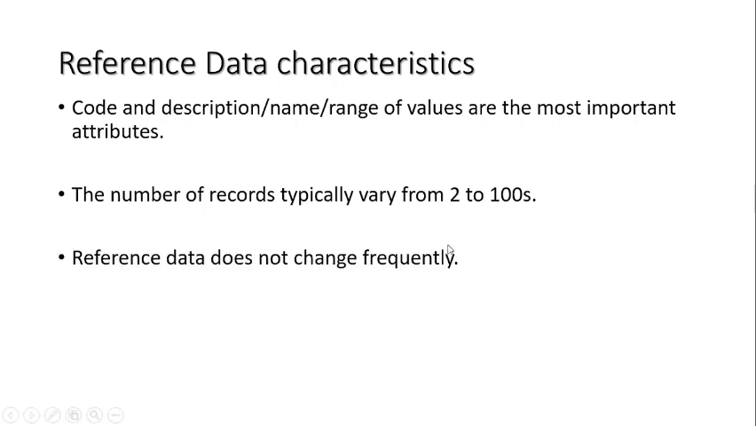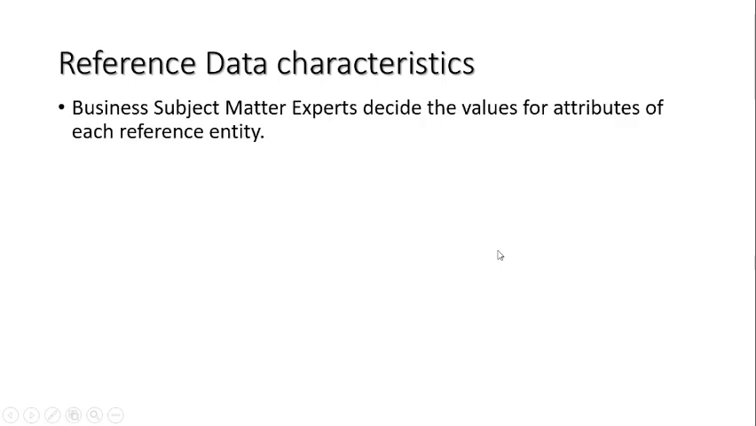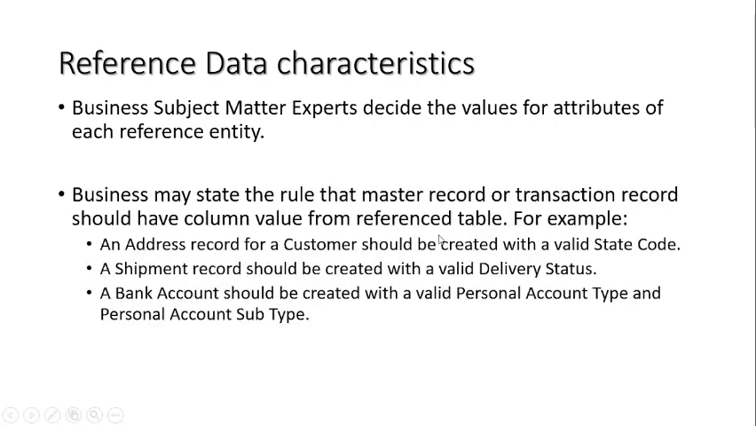The reference data does not change frequently, and hierarchical structures could also exist. Business subject matter experts decide the values for the attributes for each reference entity. Business may state the rule that master record or transaction record should have column value from the reference table. For example, an address record for a customer should be created with a valid state code. A shipment record should be created with a valid delivery status.